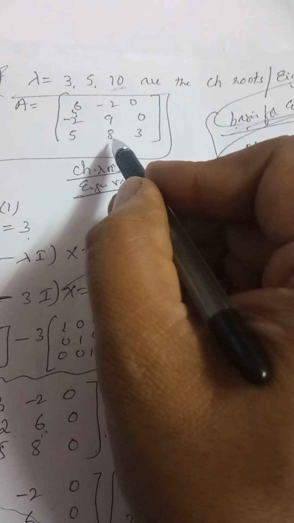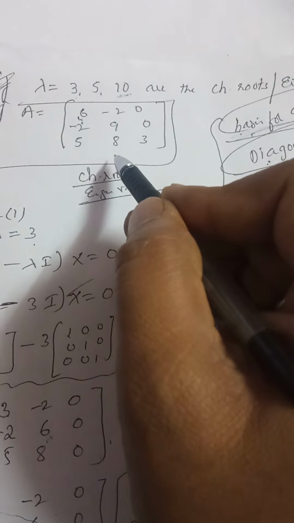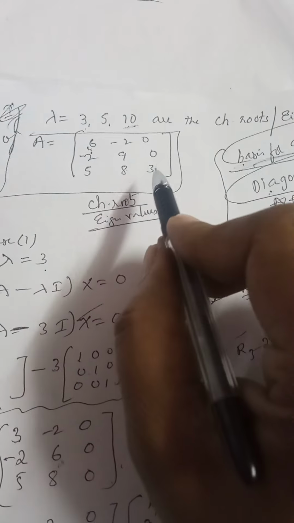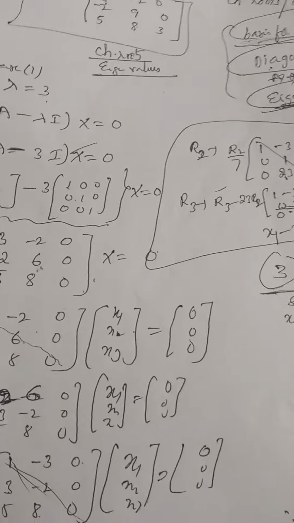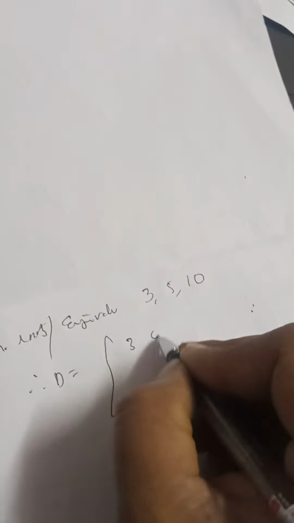Sir, how to find whether A is diagonalizable? See, if the question is to show that A is diagonalizable, then we have to write the same procedure, right? Now we got the characteristic roots, or you can say eigenvalues. What are the eigenvalues? 3, 5, 10. Therefore, D is equal to 3, 0, 0, 0, 5, 0, 0, 0, 10. This is the diagonal matrix.